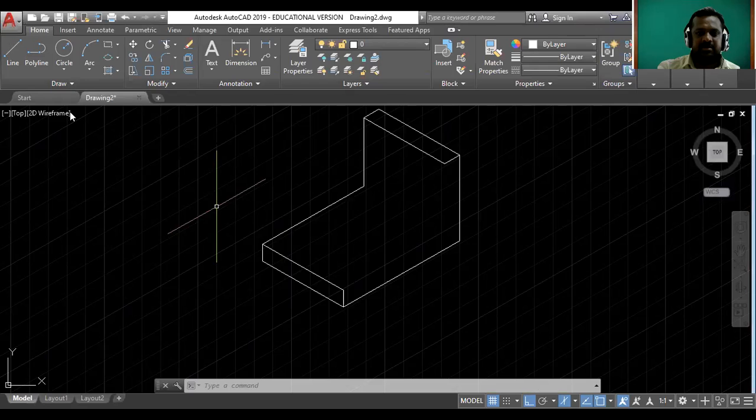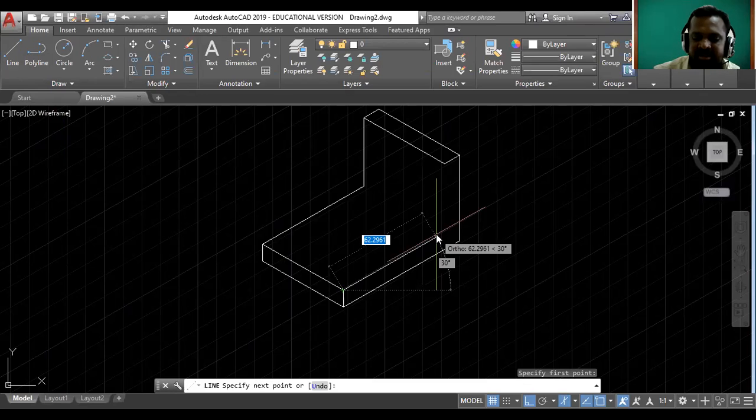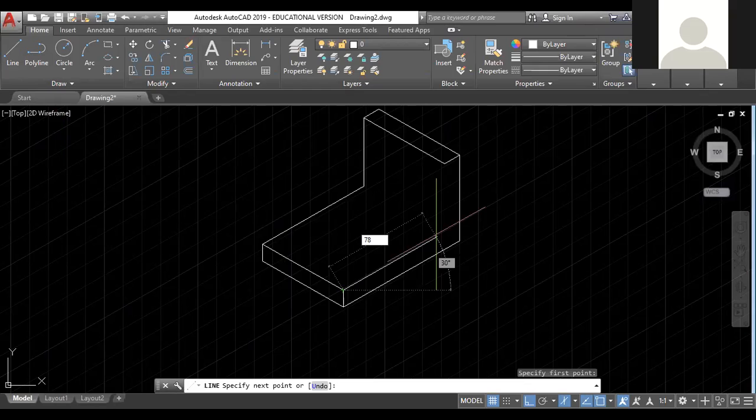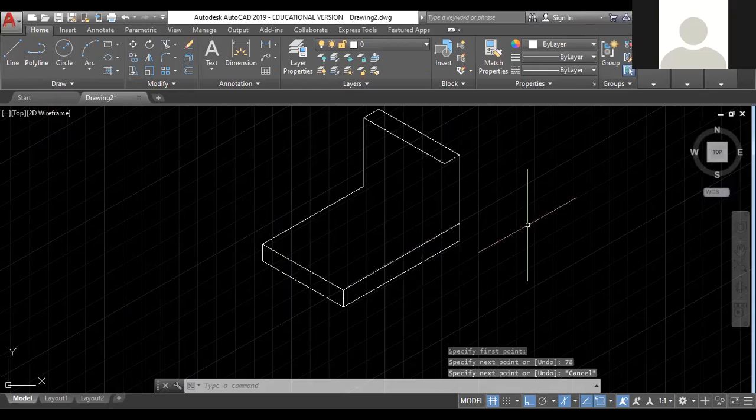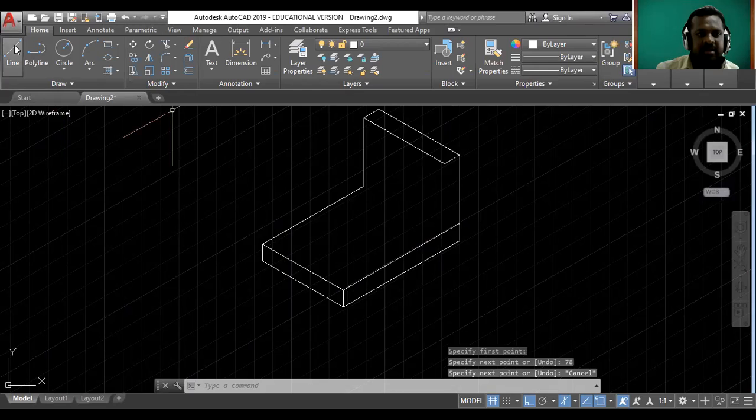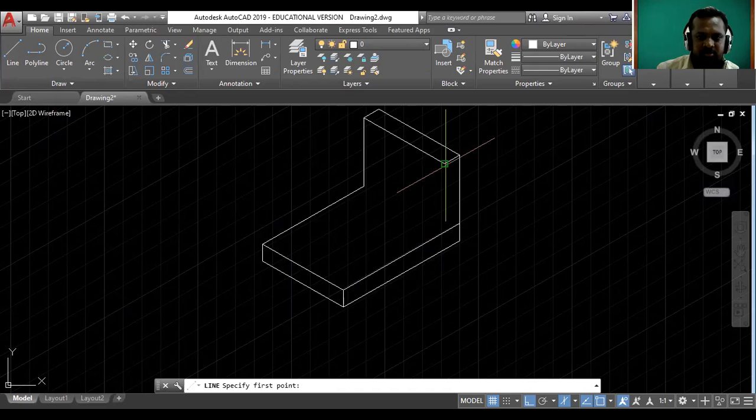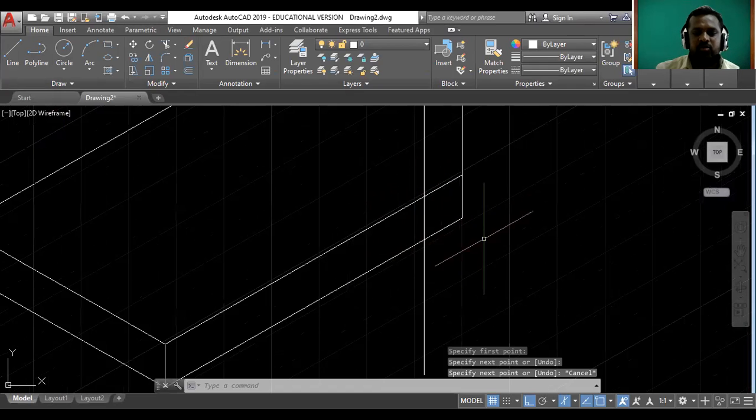Then take the line, and from this point, what is the length of this line? It is 78, no? 78. Enter, escape. Okay, then take the line, and from this top point we have to draw one vertical line, and then both the lines are going to match here.